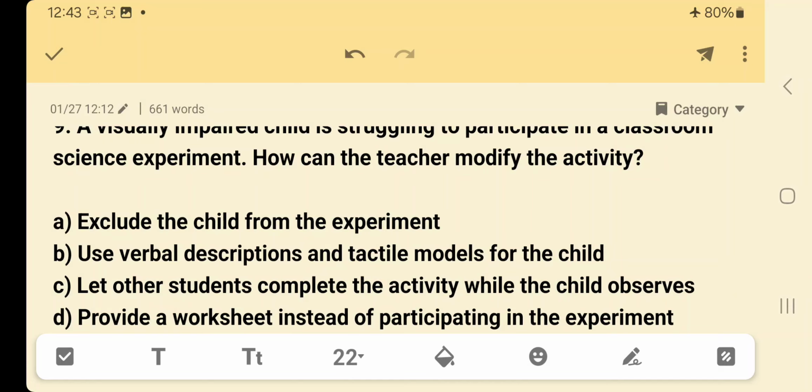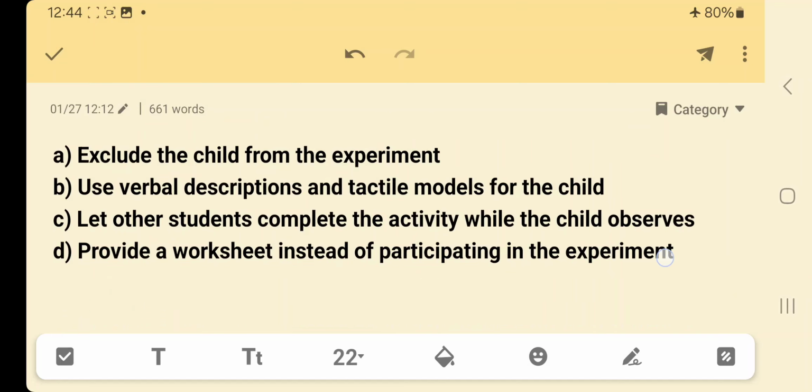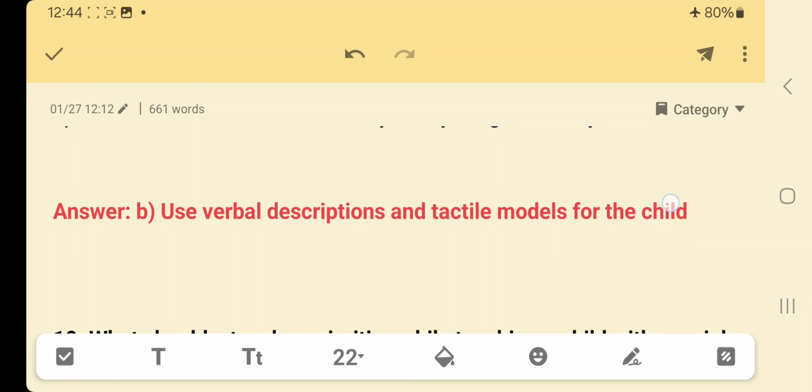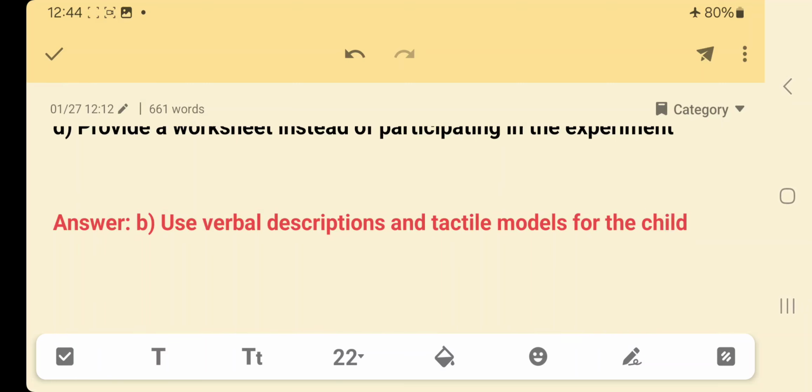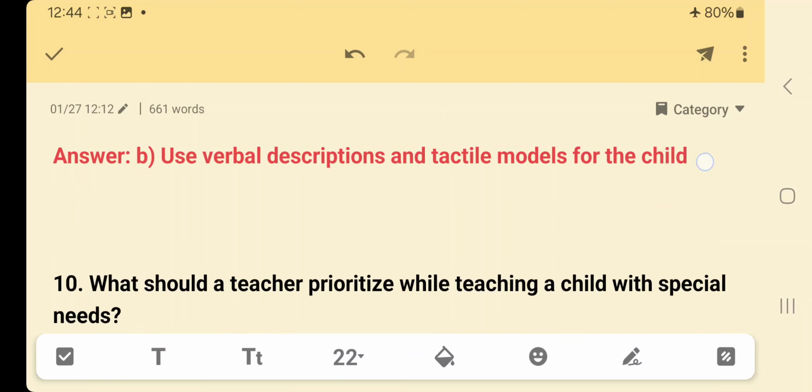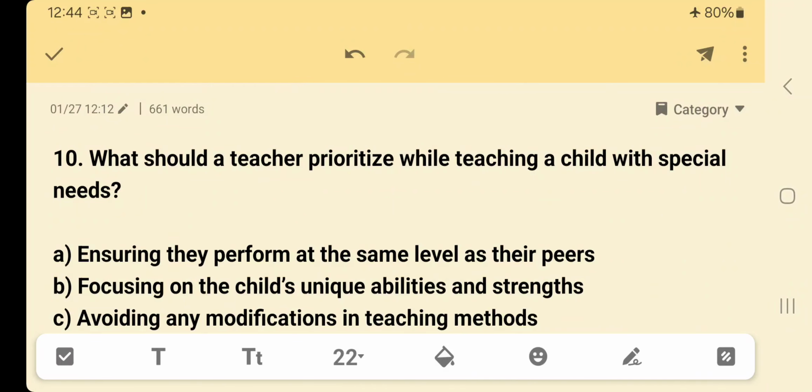Option C. Let other students complete the activity while the child observes. Option D. Provide a worksheet instead of participating in the experiment. Answer. Option B. Use verbal descriptions and tactile models for the child. Question number 10. What should a teacher prioritize while teaching a child with special needs?